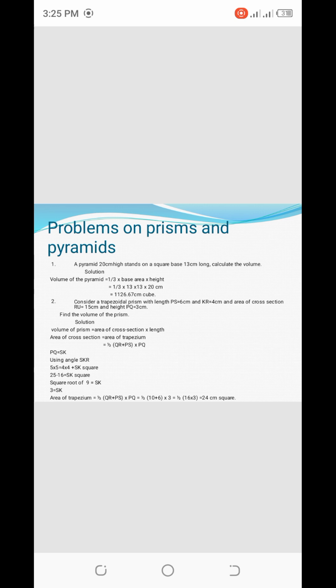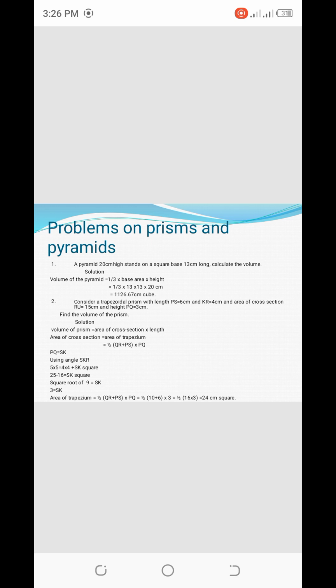So using triangle SKR, we'll have 5 times 5 is equal to 4 times 4 plus SK square. Finding the additive inverse of 16 on both sides gives us 25 minus 16 is equal to SK square. And the square root of 9 gives us SK when we take the square root on both sides. So 3 is equal to SK.